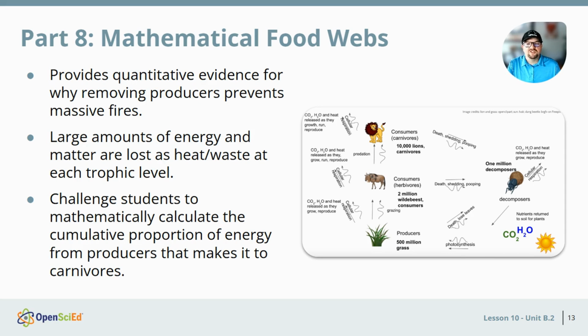I usually challenge my students to mathematically calculate the cumulative proportion of energy from producers that makes it all the way to the carnivores, and I push them to identify what physical form the carbon is in at each of those levels.